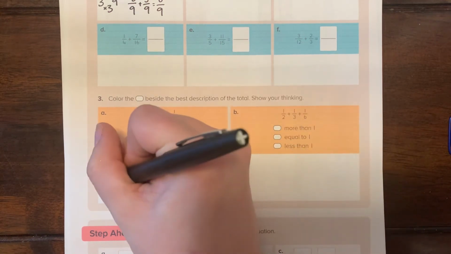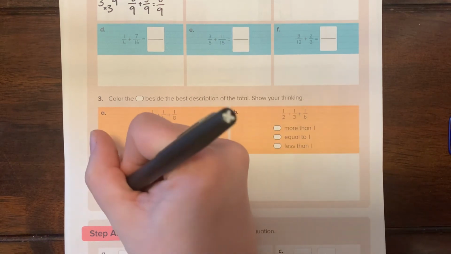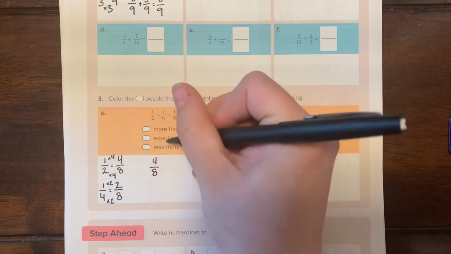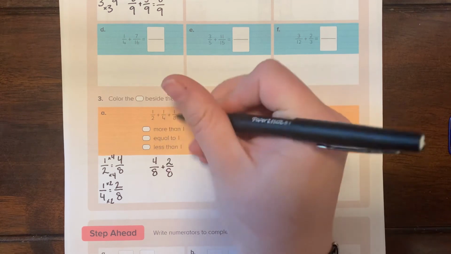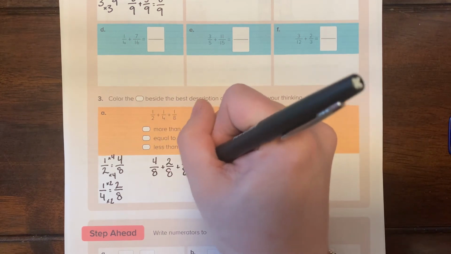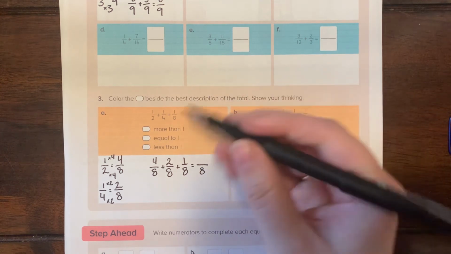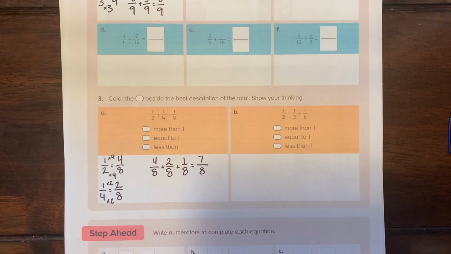Now we're gonna take our 1/4. We want it to be 8, which is times 2, times 2. So our 1/4 changes to 2/8. Now I can add my 1/8. So let's add them all together. We have 8 here, 4, 5, 6, 7, 7/8, and we're 1/8 away from 1.